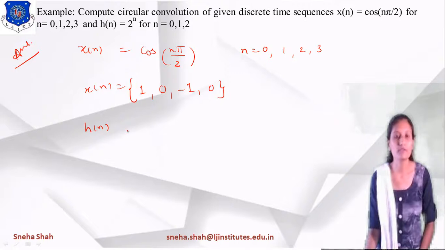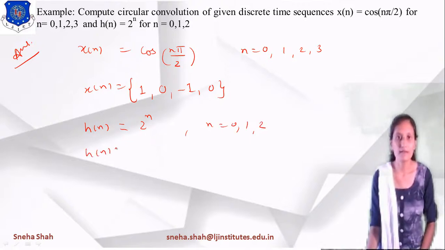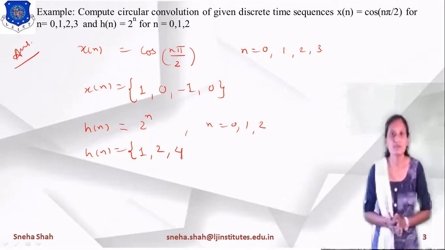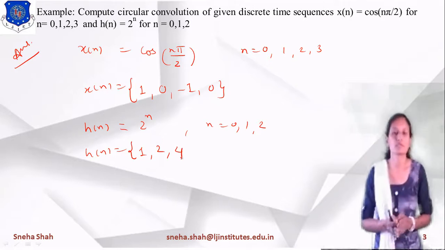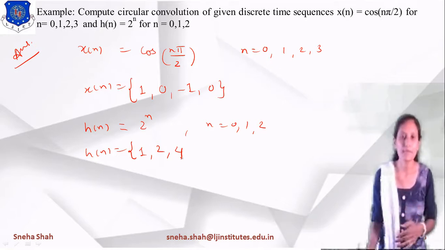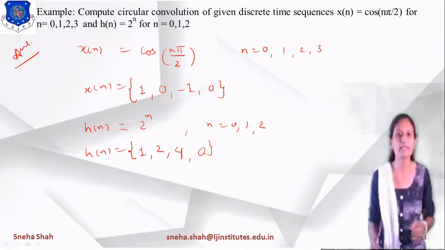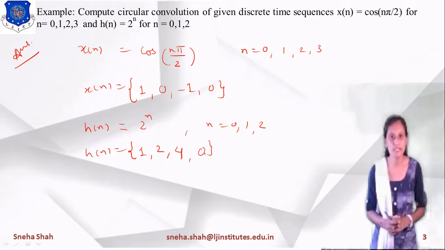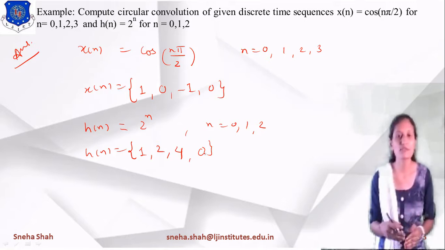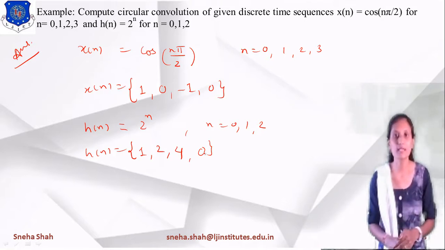In the same way I find the value of h of n. The equation given is 2 raised to n for n equals 0, 1 and 2. So 2 raised to 0 is 1, 2 raised to 1 is 2, 2 raised to 2 is 4. As you know, to solve circular convolution the number of samples should be the same. So you can see that here 4 terms will be there, so I am adding a fourth term with magnitude equal to 0. By using these two sequences x of n and h of n, we will find the circular convolution.